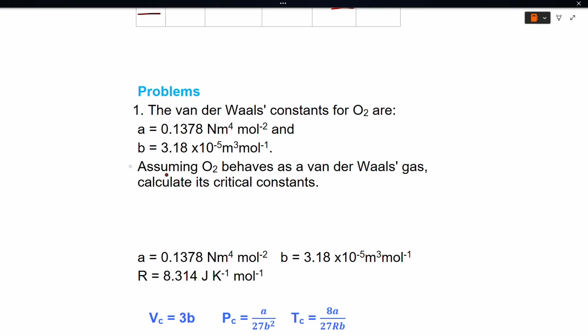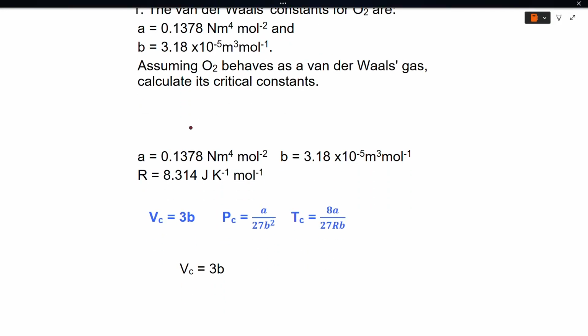Now, assuming oxygen behaves as a van der Waals gas, calculate its critical constants. We are assuming that it obeys the van der Waals gas equation, and therefore, you can calculate the critical constants. Now, the data given are A and B, all taken from the question.